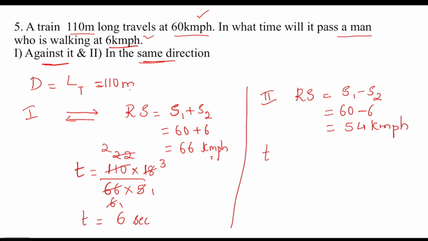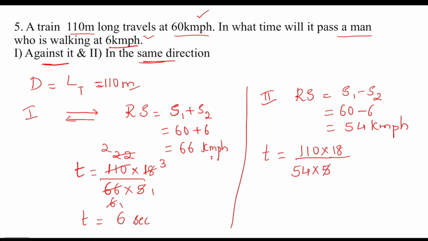Now time is nothing but D by S. D is 110, S is how much? 54, but it is in kilometer per hour and this is in meter. So we have to convert this also in meter per second. So multiply by 5 by 18. So 18 goes on top, it reciprocates.